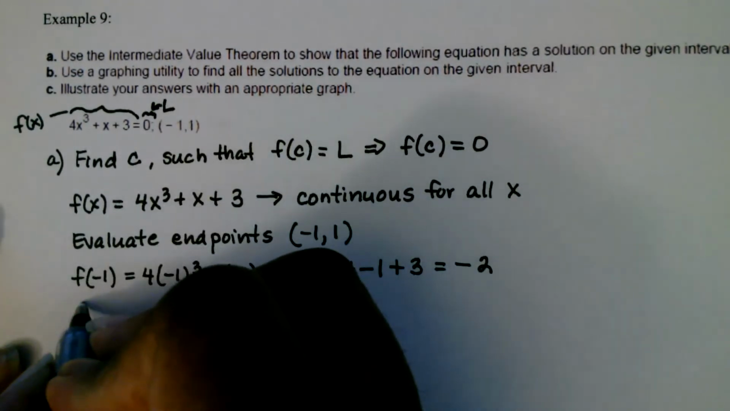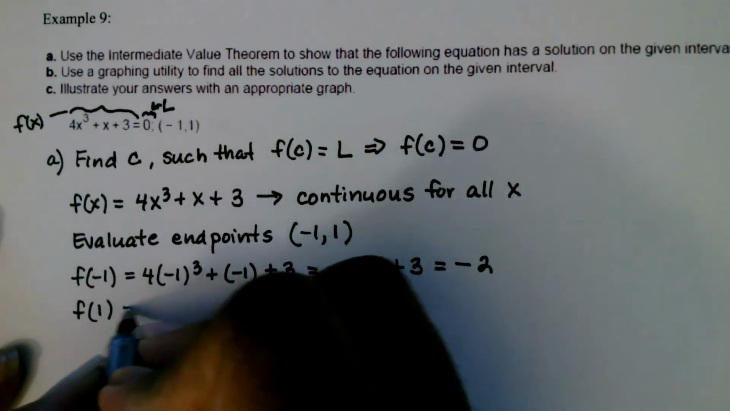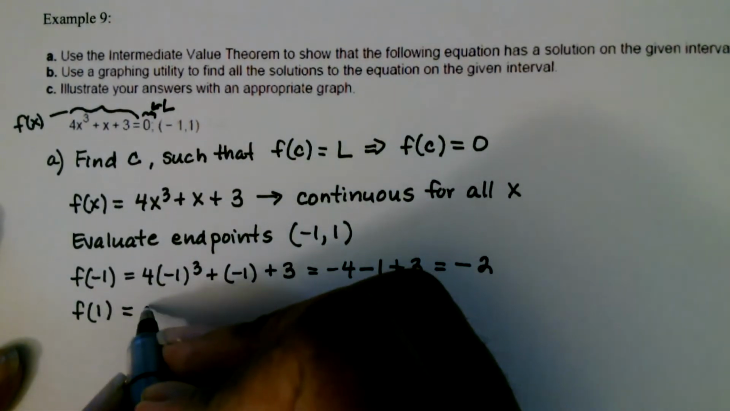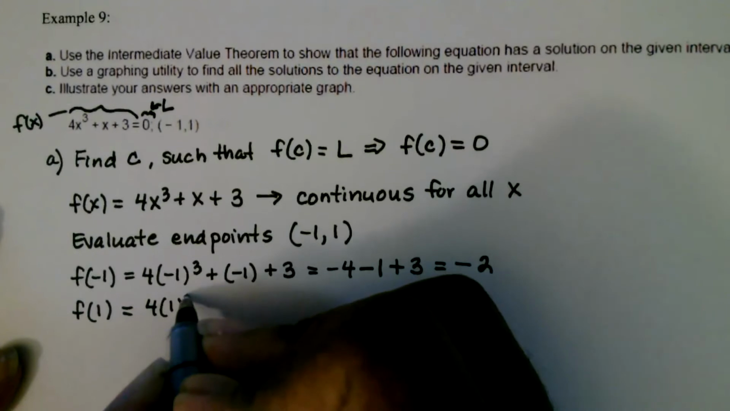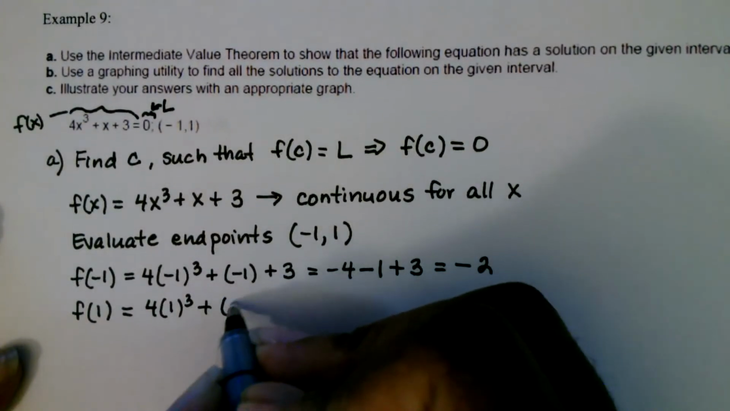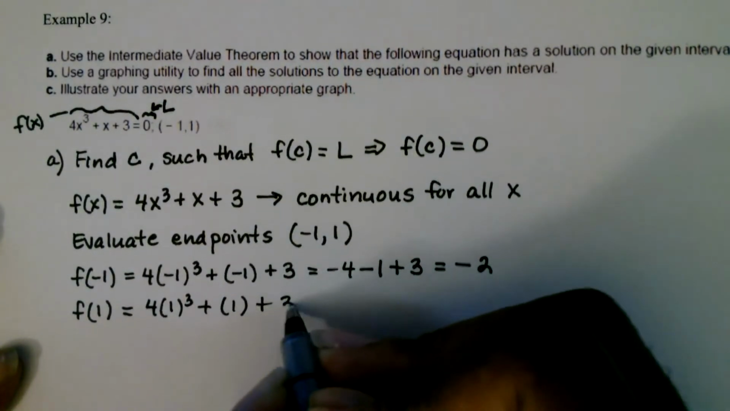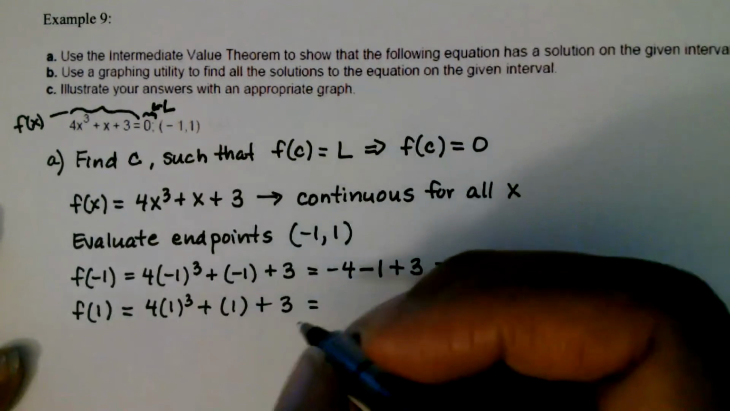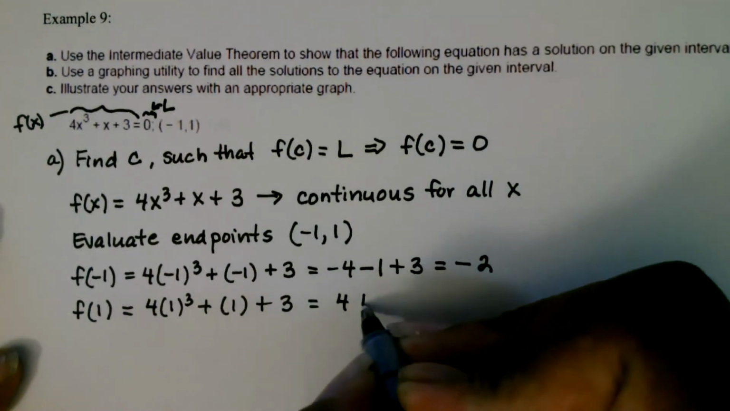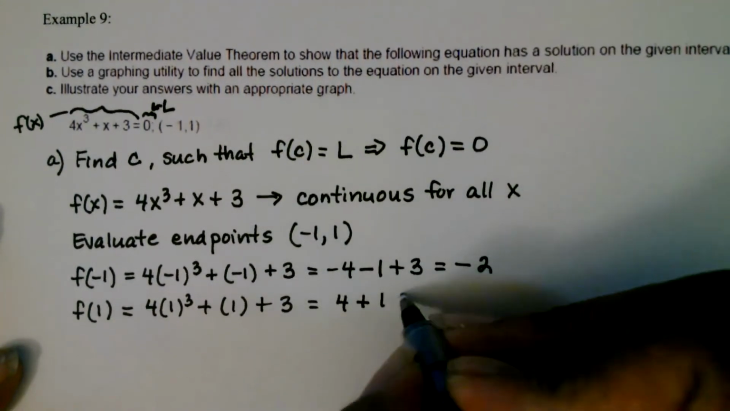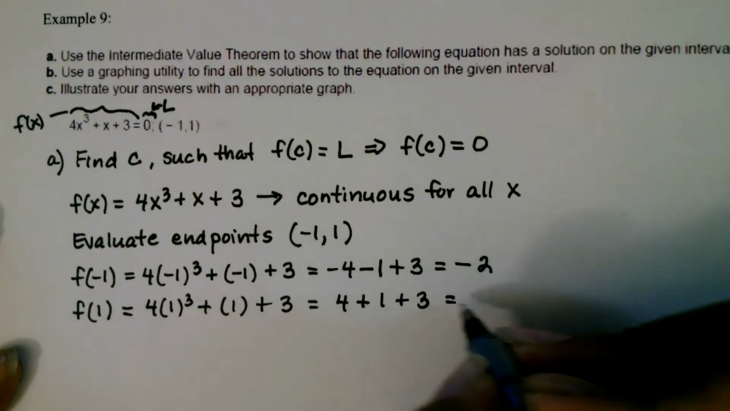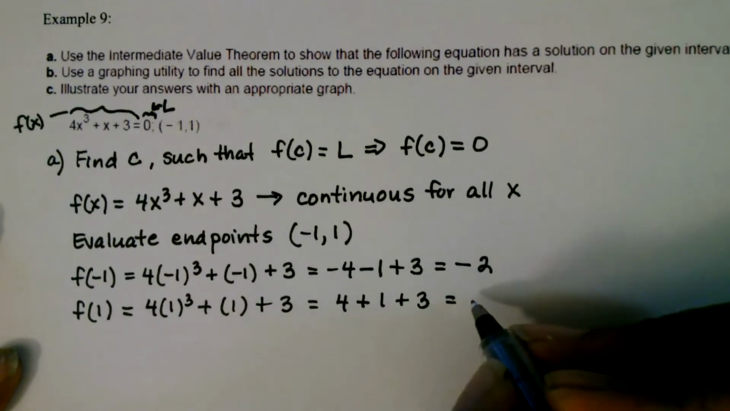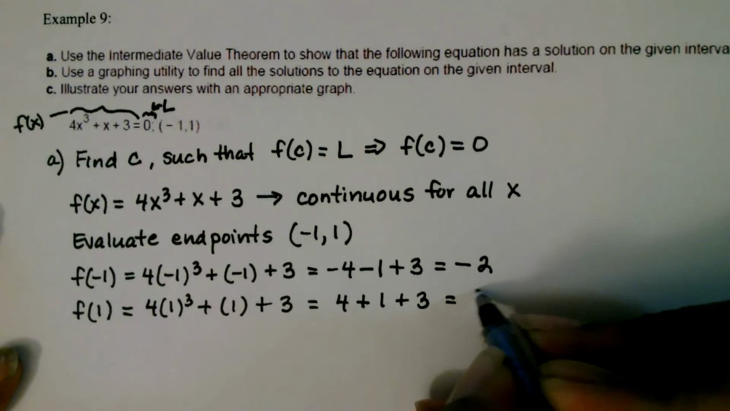And now let's evaluate f of 1. Replace each x in f of x with 1 and simplify. 1 cubed is 1, times 4 will be 4, plus 1 plus 3. 4 plus 1 will be 5, and 5 plus 3 is 8.